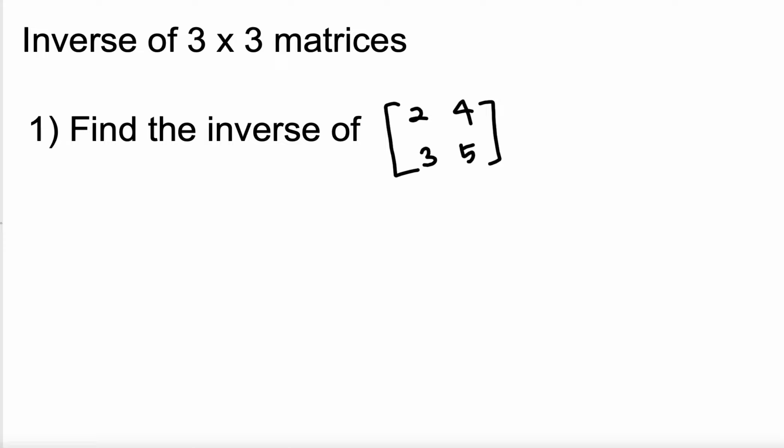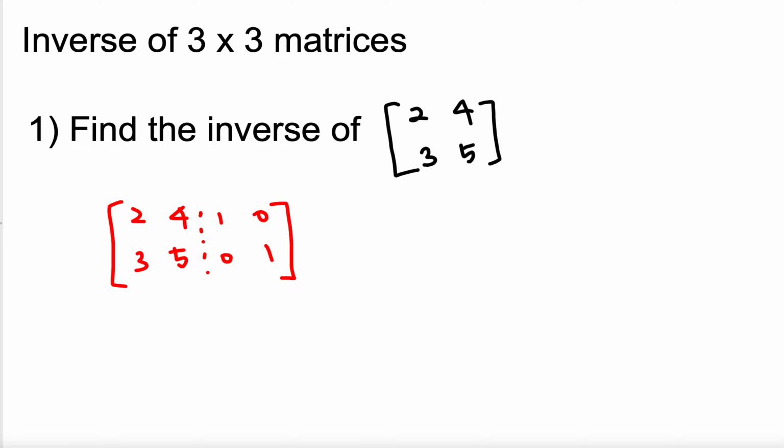What are we going to do? We can rewrite this and augment the identity matrix. So here we get 2, 4, 3, 5, and then 1, 0, 0, 1. You see we attached the second matrix onto the first one, so we got a 2 by 4 matrix. Now I want to make the left side look just like the right side, meaning I want to convert the left side of the matrix into the identity matrix.